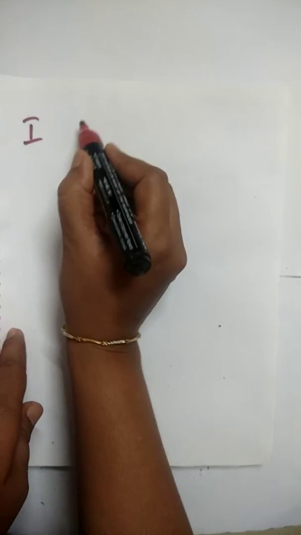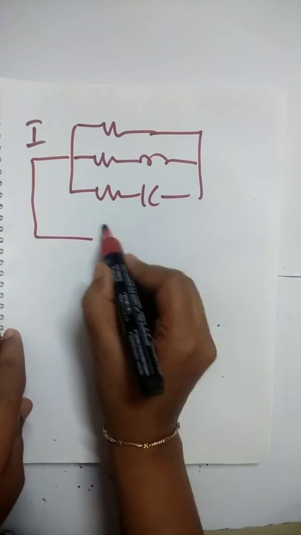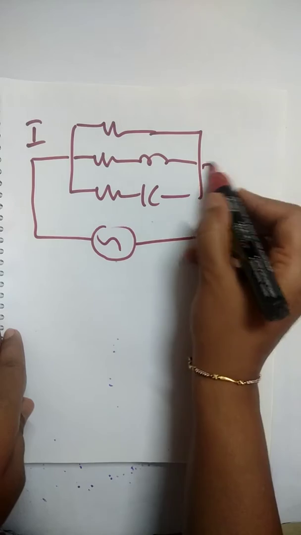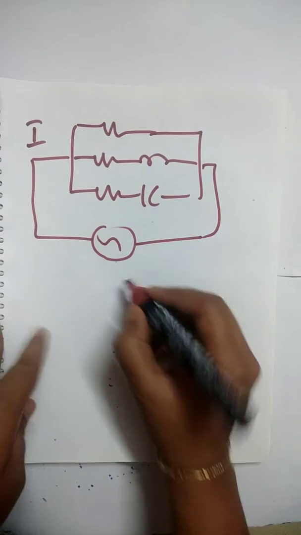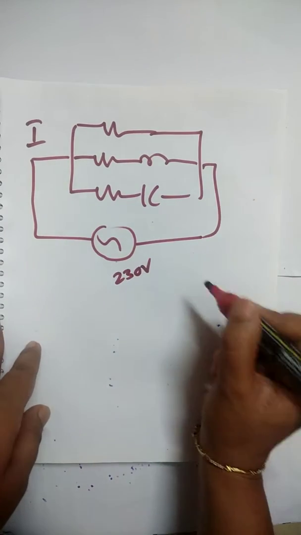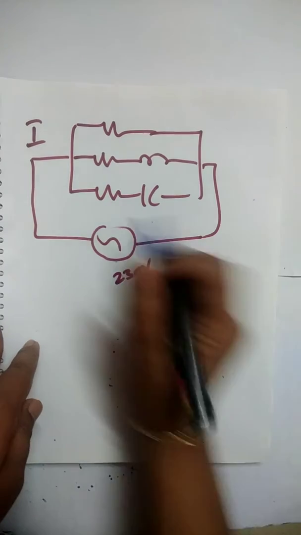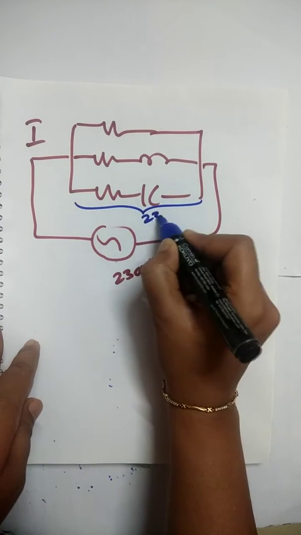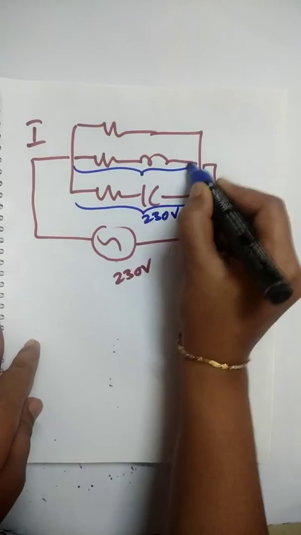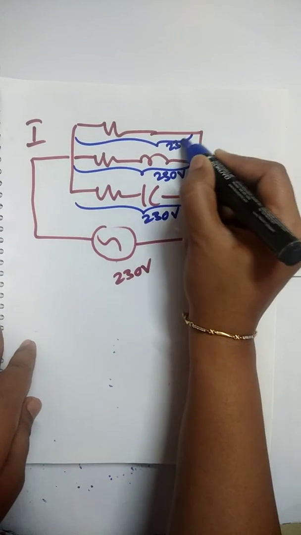Okay, just to observe the circuit diagram, it was R, RL and RC. As we said, these three are in parallel, and we know that voltage remains the same in all the branches. It is 230 volt. Therefore, across this branch it will be 230 volt, across this branch it will be 230 volt, and across this also it is 230 volt.